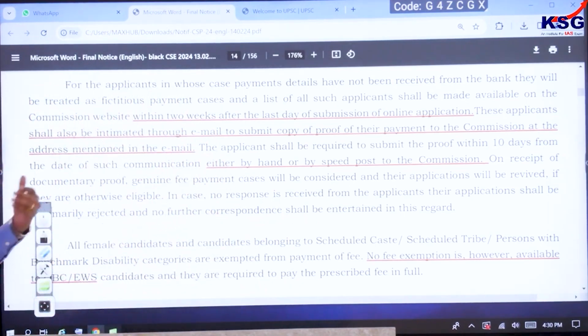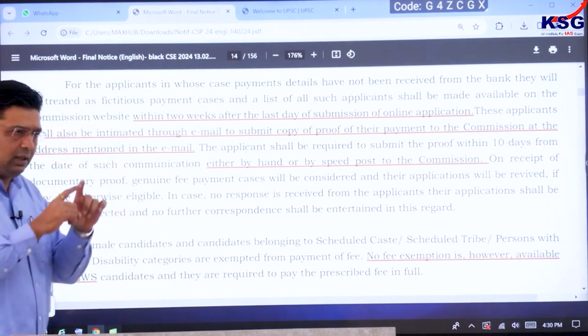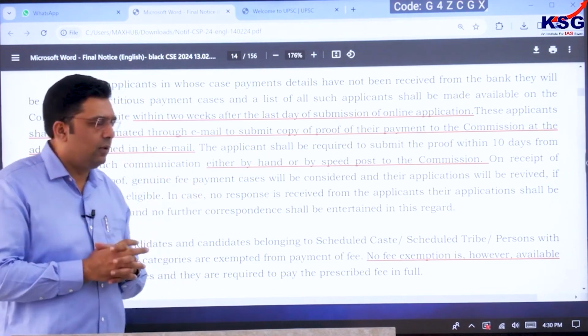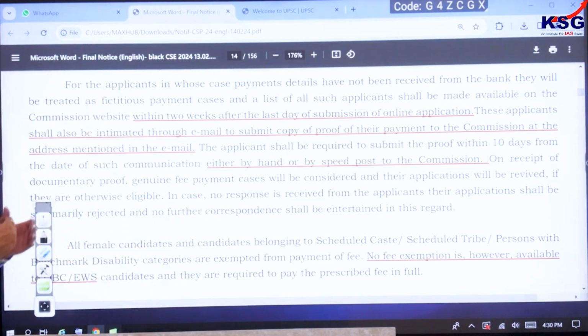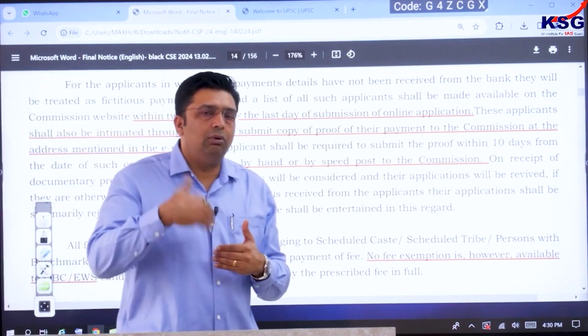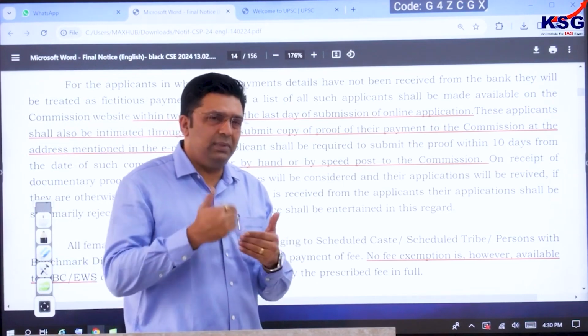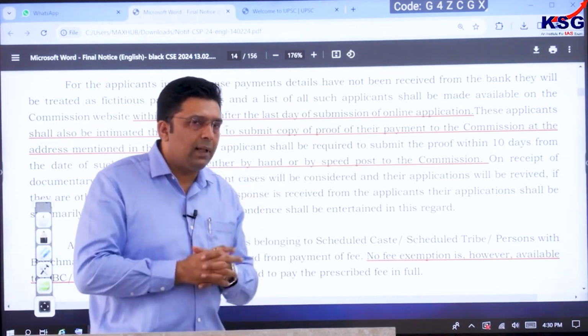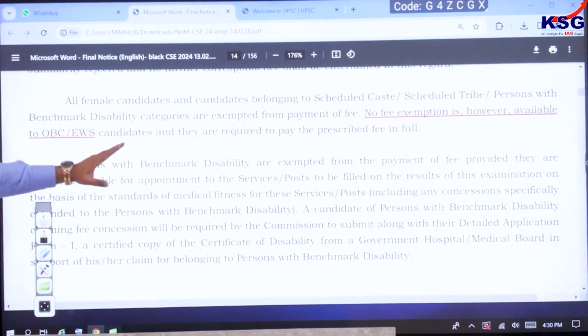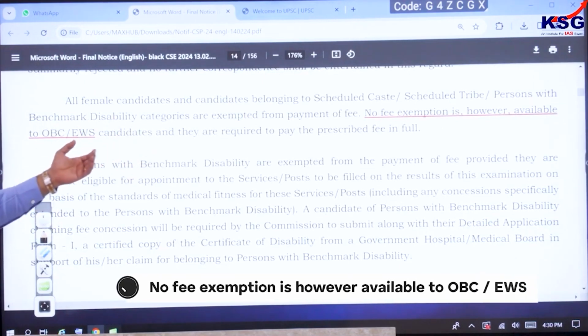They'll ask you in the context of the details, so make sure whatever amount you have paid, you keep a photograph of that registration with you, clicked, for any future references. Okay, they would also inform you through email, but it is your duty also to look into the UPSC website just to double cross-check that your name has not come up in that list. Okay, now it clearly mentions no fee exemption is available to OBC and EWS candidates.